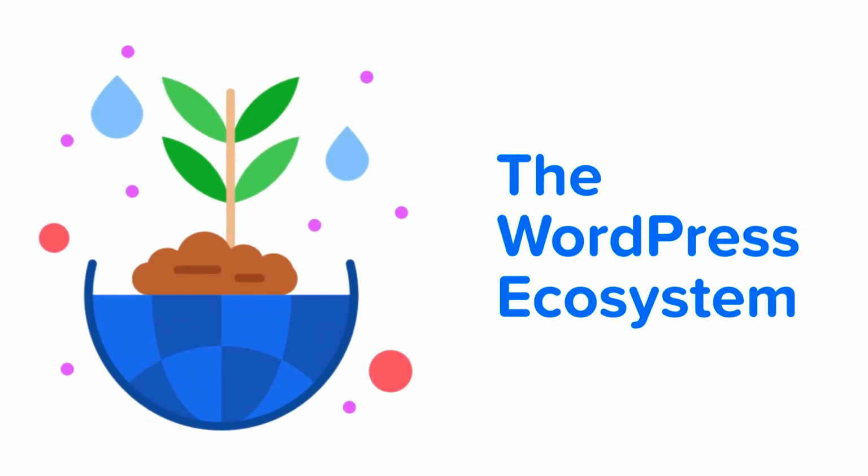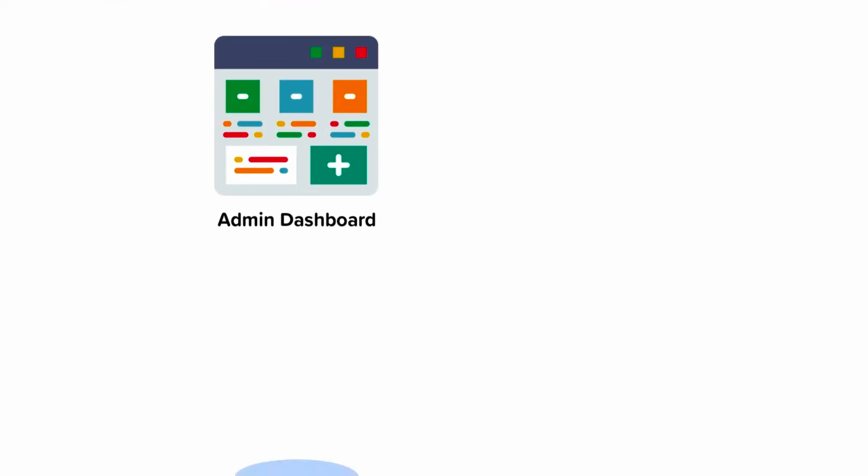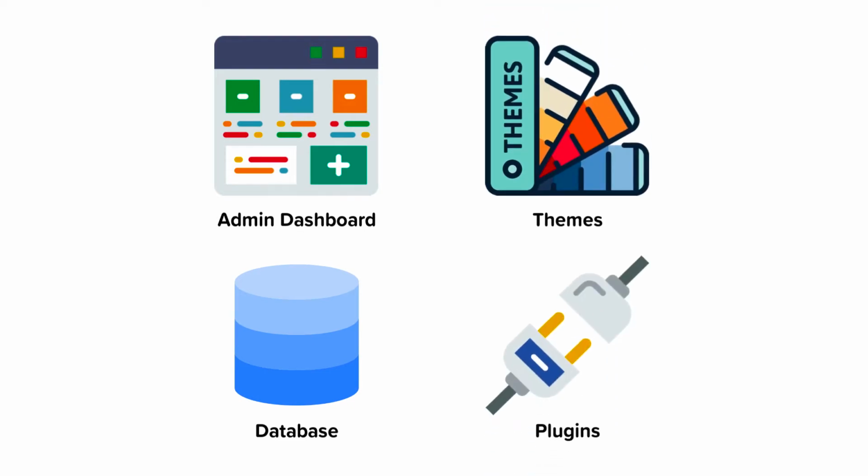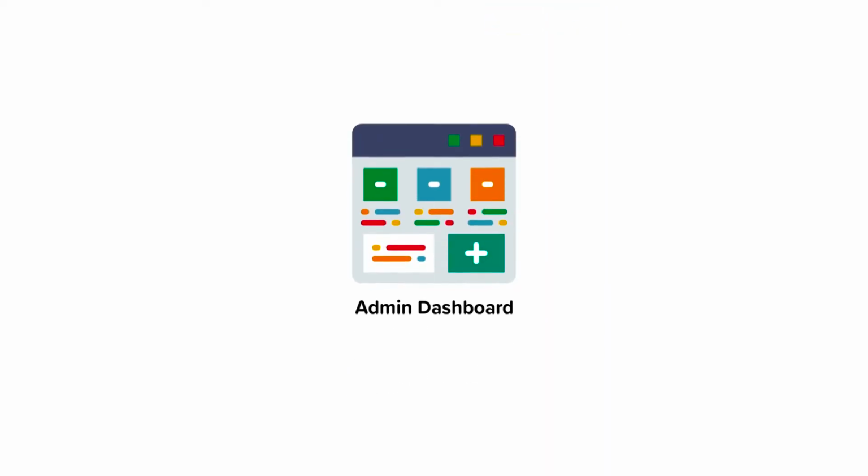When you start learning about WordPress, you need to understand four important concepts: WordPress admin dashboard, WordPress sites database, WordPress themes, and WordPress plugins. Number 1, WordPress admin dashboard.